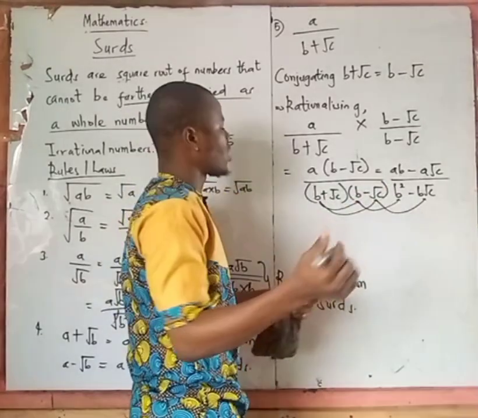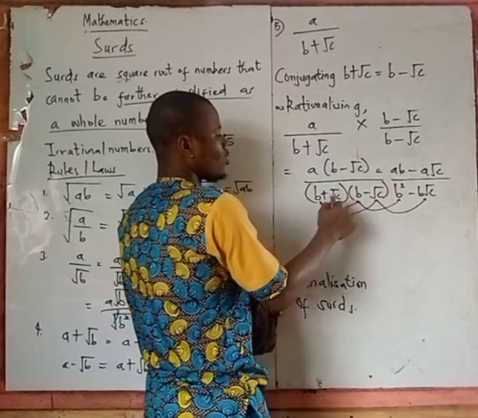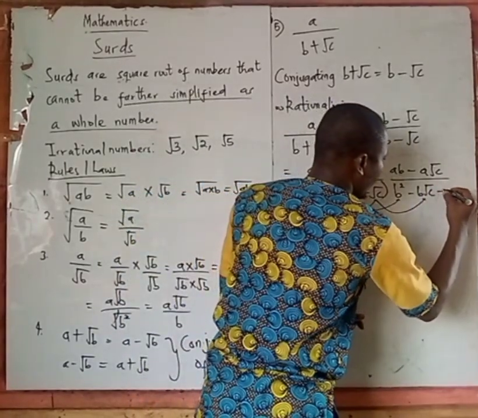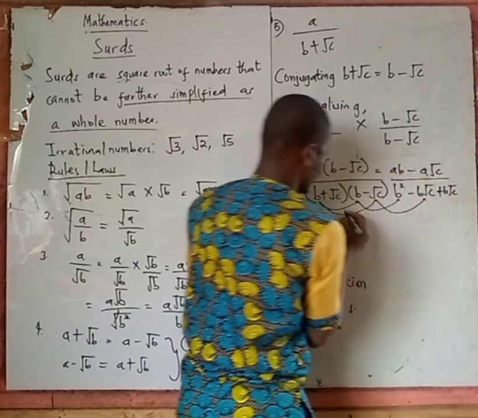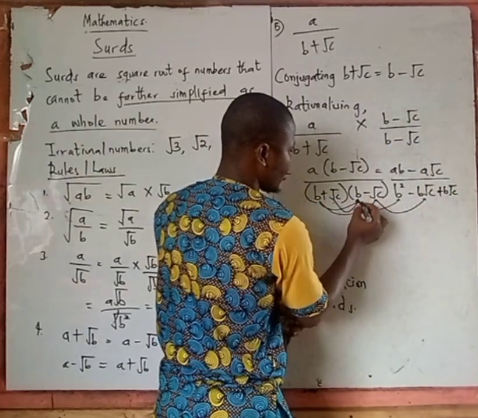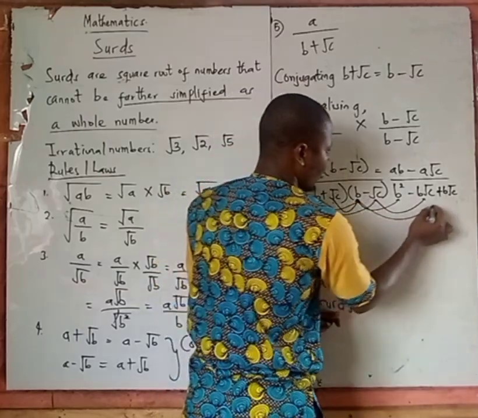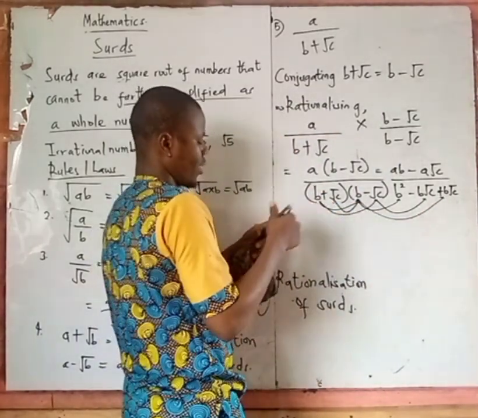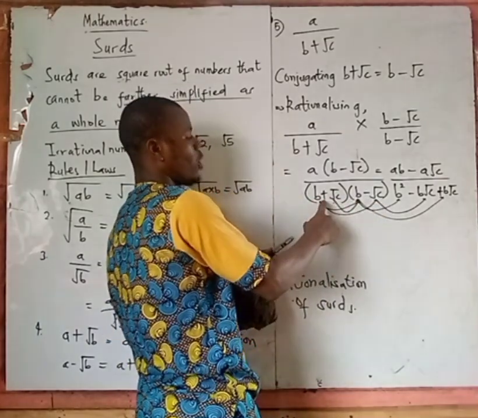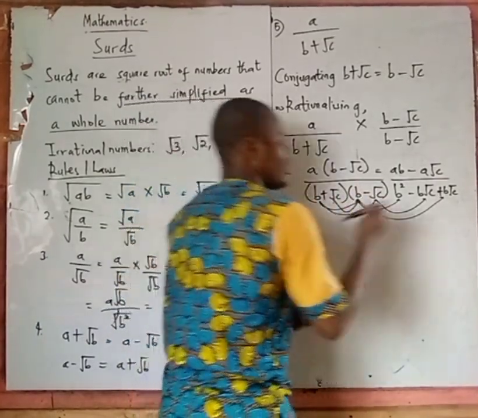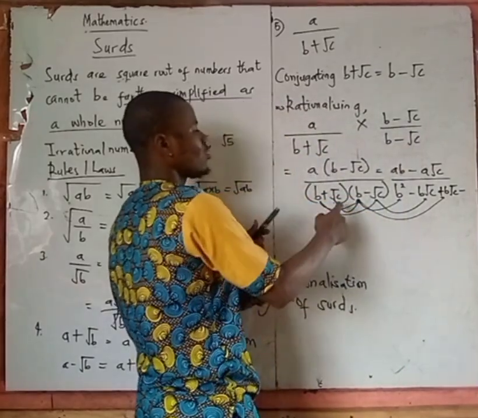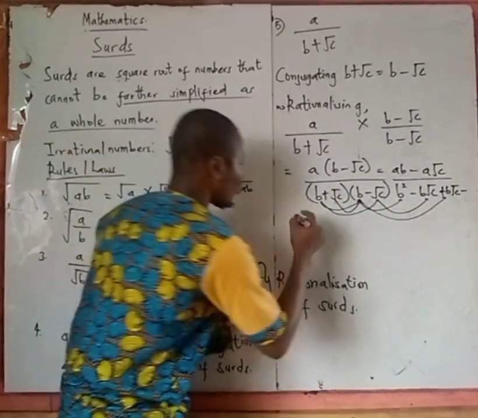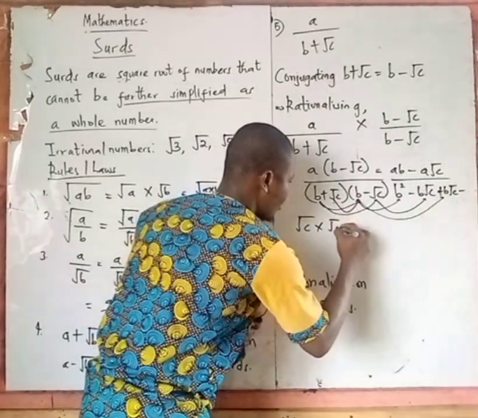So next is to multiply root c by this bracket. So plus root c times b will give us what? Plus b root c. Then root c, okay, we have plus and minus here. So you can first say plus times minus will give us what? Minus. Then root c times root c.